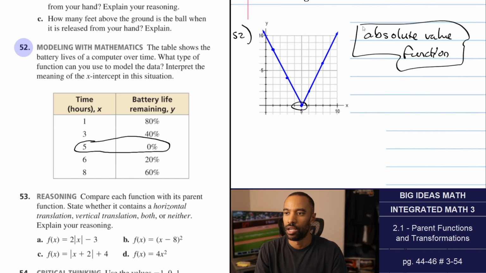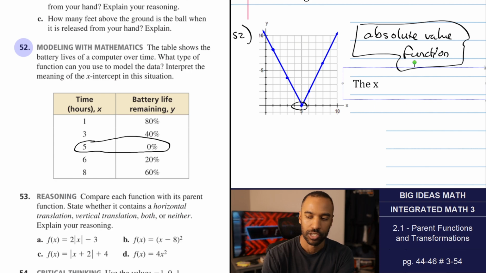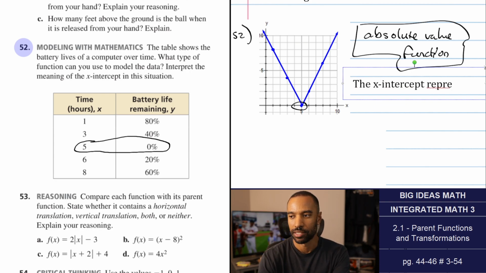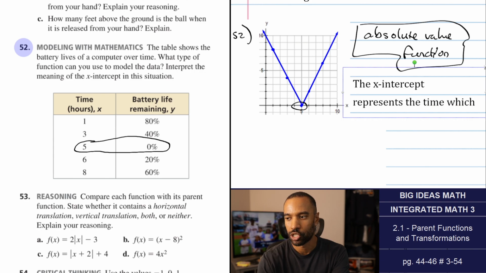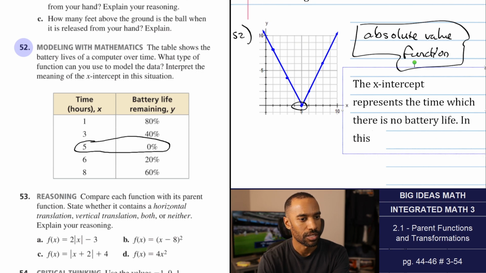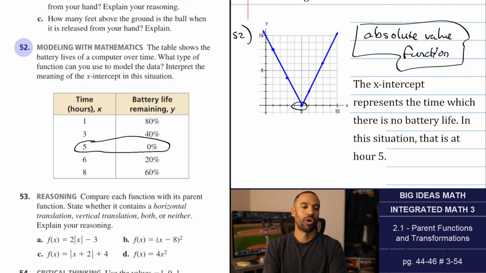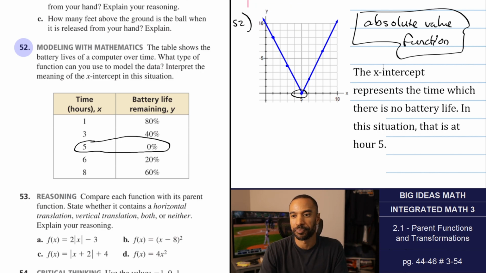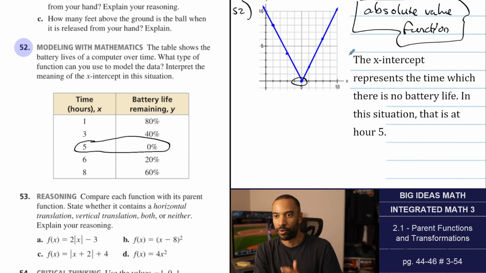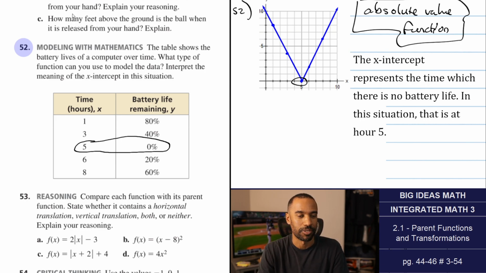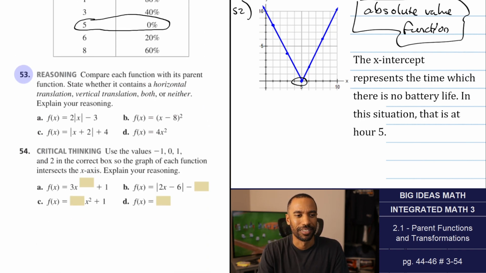That's the interpretation. So the x-intercept represents the time at which there is no battery life. In this situation, that is at hour 5. So why does the battery life go up after? I guess they're charging it. I wish my battery charged as fast as it ran down for my laptops and phone. Oh, well, actually, no, my phone does, right? It charges faster. Anyway, 2 more questions.